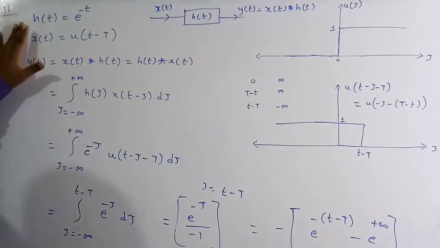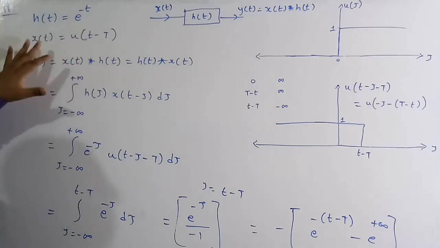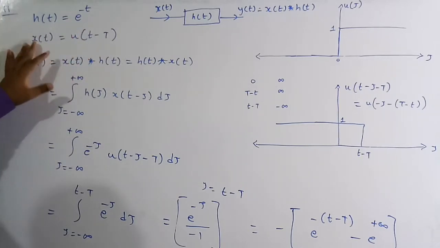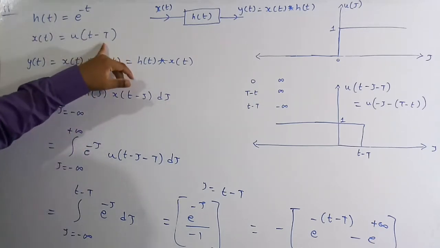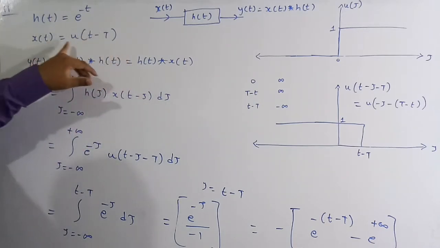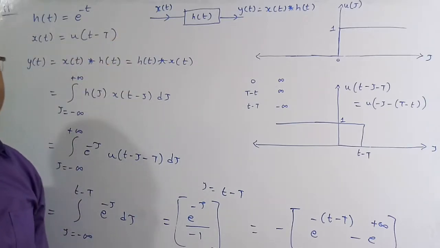So let's solve this numerical. In the question, for this LTI system the impulse response is h of t is equal to e to the power of minus t, and the input x of t is a delayed unit step function, delayed by capital T seconds. Therefore x of t is equal to u of t minus T. Now we have to find the response of this system.